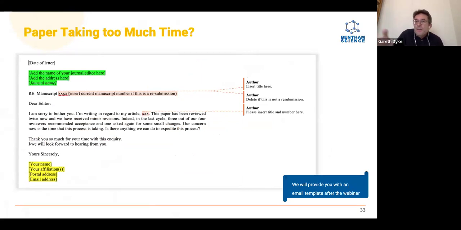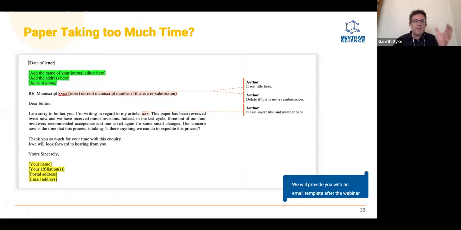And again, if you're waiting for comments to come back from peer review for more than 6 to 8 weeks, and we get this question all the time, how long should I wait before talking to the editor about my paper? Well, 6 to 8 weeks, a template here. Write to the editor and ask for more information. I'm sorry to bother you. I'm writing in regard to my article, and give the number.